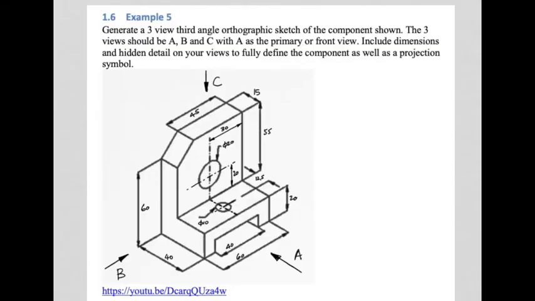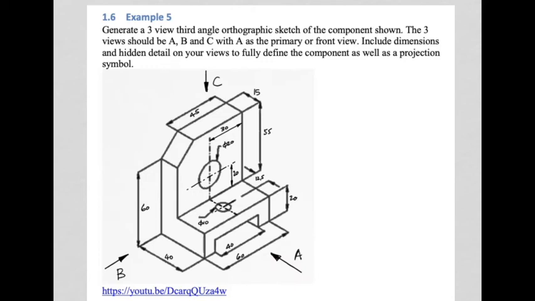So to conclude this section of work, here is a slightly more complex example to end off with, and you're required to generate a 3-view third angle orthographic sketch of the component shown. The 3 views must be A, B and C, so in other words looking from this way, and this way. And A must be the primary view or front view.